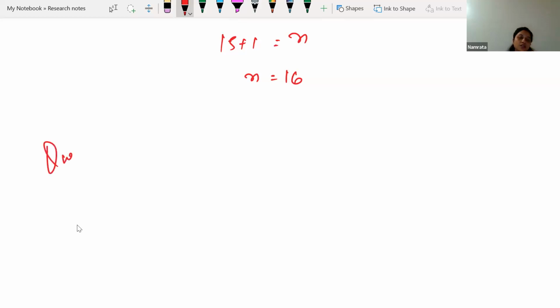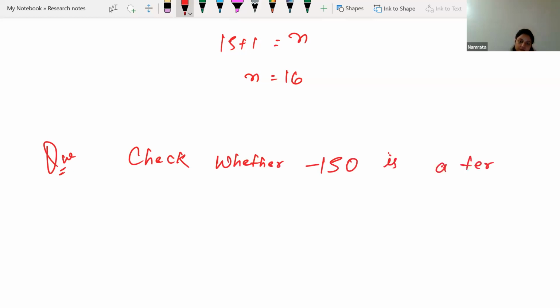Now, another question says, check whether minus 150 is a term of the AP 11, 8, 5, 2. How to do this question?